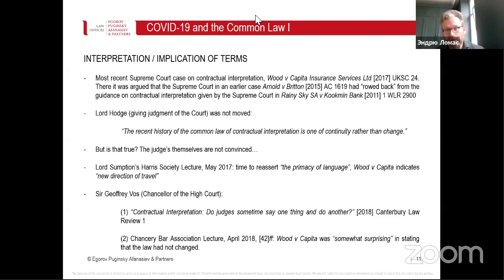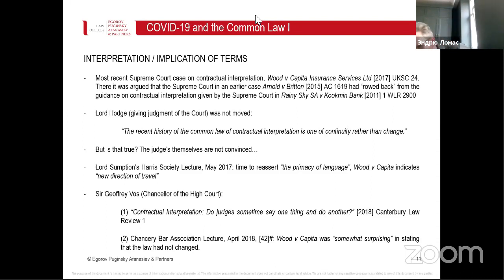And he said a number of things, and it's a really good lecture that's worth reading in full. But as I've quoted here, he said, it's time to reassert the primacy of language. And he thought that what Wood and Capita and Arnold and Britton were saying is the court had gone far too far in cases like Rainy Sky and a case before it called ICS, far too far in favour of abusing the language of the contract in favour of achieving a just result, to the extent that words were no longer having the meaning that the parties intended. So that's Lord Sumption's approach to all of this.